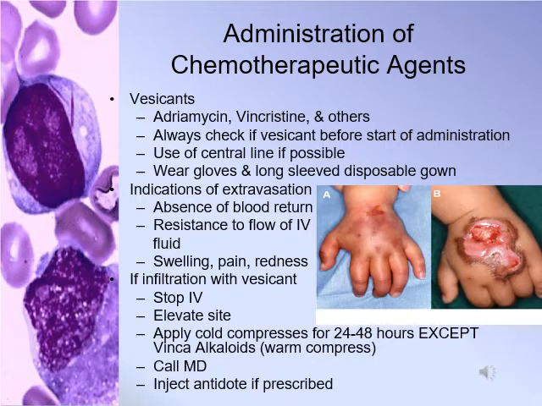Again, with the vesicants, there'll be gloves and long sleeve disposable gowns that we would be using. Again, if we have extravasation, which would be infiltration of a vesicant or infiltration of an IV of chemotherapy medication, we would stop the IV, elevate the site, apply the cold compresses, and then call the doctor. They may inject an antidote. But hopefully this is not going to happen because we're going to be giving it through a central line, and we're not going to even take that risk of infiltration of a vesicant.